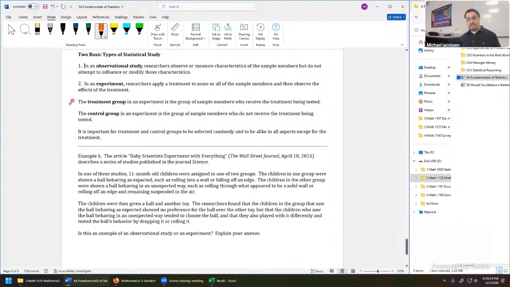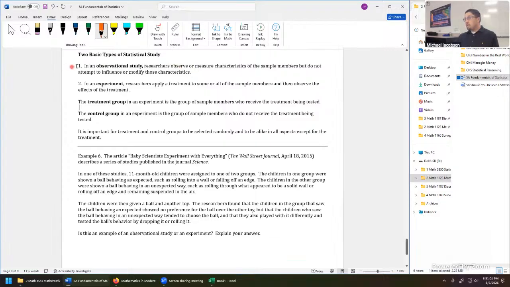In an observational study, again, essentially all the studies we've been looking at so far, researchers observe or measure characteristics of the sample members, but do not attempt to influence or modify these characteristics whatsoever. They're just observers. They're seeing what's happening. Thinking of the forestry example, they select a cluster sample, they look at the pine trees that have the fungal infection, but they're not going to spray the tree with some kind of anti-fungus spray or anything whatsoever. They're just studying what's out there right now, not trying to affect anything whatsoever.